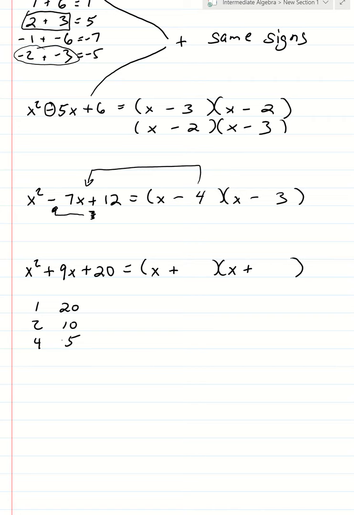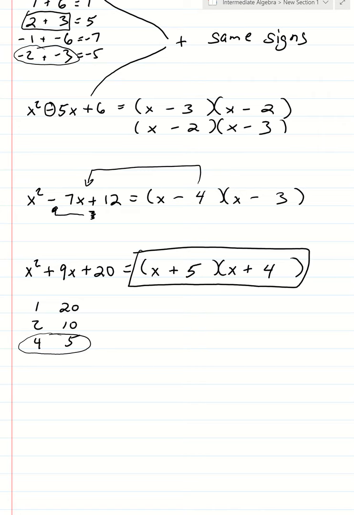And I think it's safe to say that if we take that last pair of 4 and 5, we'll be able to come up with the answer. So we'll have x plus 5 as well as x plus 4. And that would be the factored form of your polynomial. Okay? Once again, if you changed up the order and wrote x plus 4, and then you wrote x plus 5, that's perfectly fine. I would also mark that correct, okay? Because once again, with multiplication, order does not matter, okay?